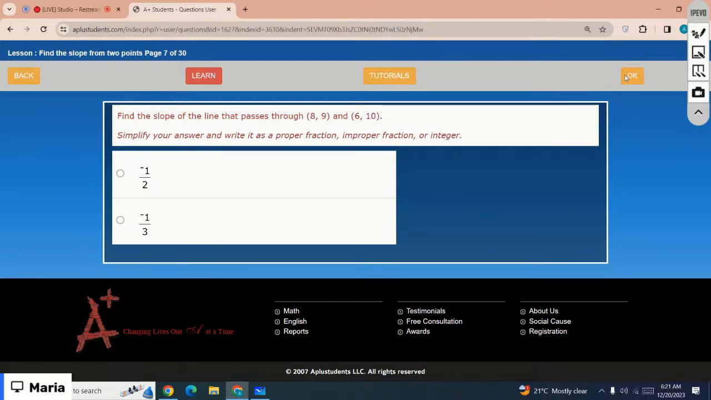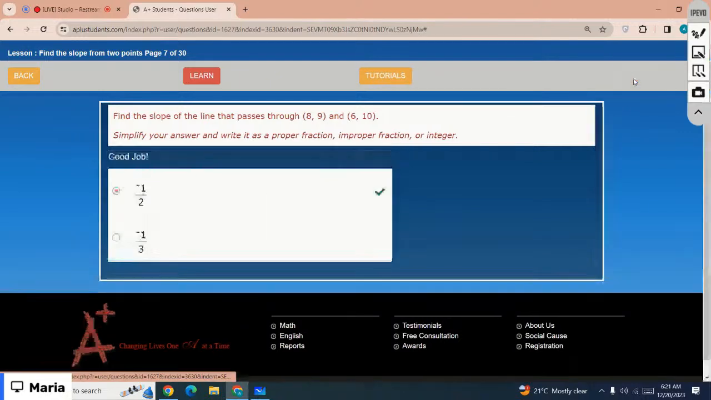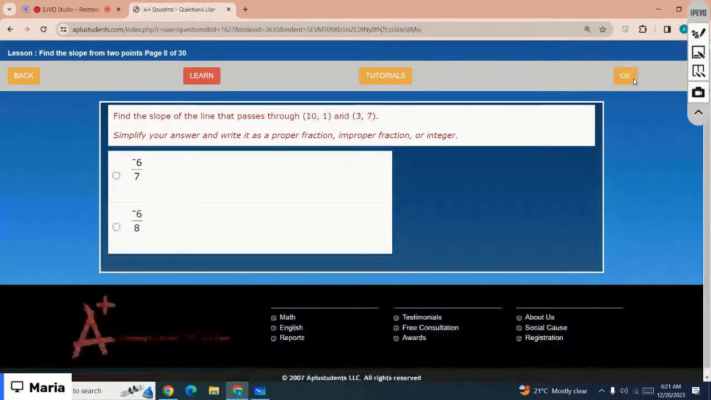Yes, it is negative 1 over 2. Option number 1 is the correct option, right? Okay, you can complete the lesson by yourself later today. Let's just move on to the next lesson.